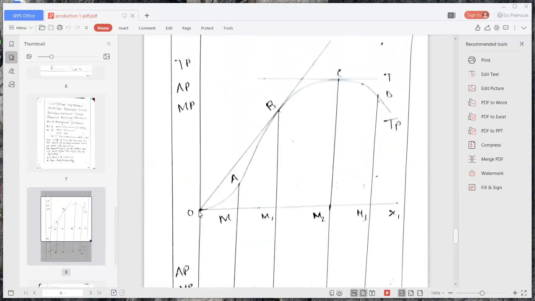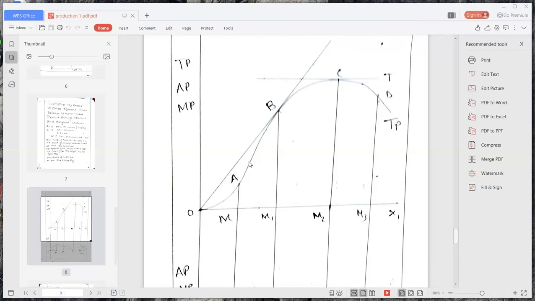If we join the point B with a straight line to the origin, then we can get a straight line which touches the total product curve at the point B. It means that at the point B, the line OB is tangent to the total product curve TP.